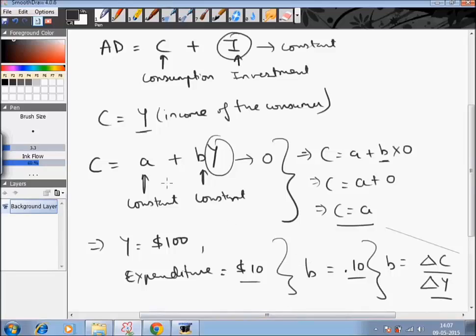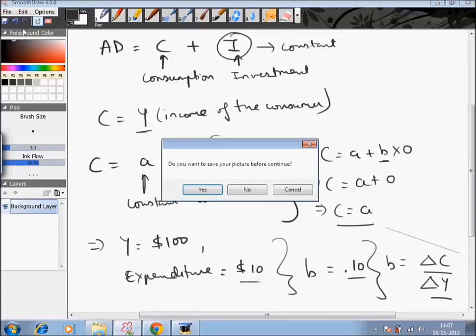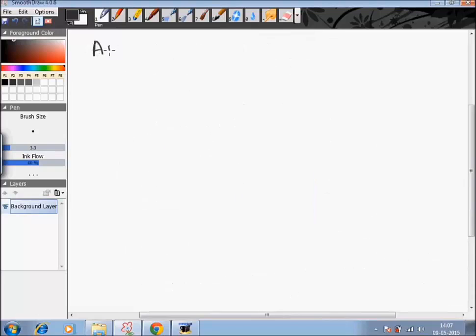This is how we derive the value of C and the value of I. I is assumed to be constant. Now what about AD? That is aggregate demand. Aggregate demand is equal to C plus I, okay? Or we can say, because C is equal to A plus BY, so we can say that aggregate demand is equal to A plus BY plus I. So aggregate demand is equal to A plus BY plus I. Now in order to illustrate it and in order to give you a clear view, let's do this with the help of an example.